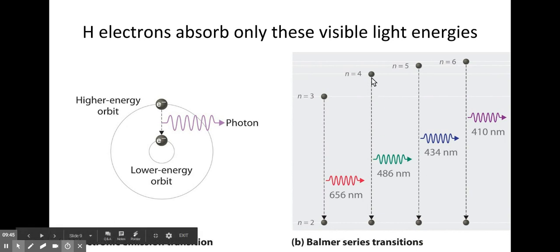Now, what if you excite the electron even more? It jumps out to the fourth energy level. When it falls back down to the second energy level, you can see in this diagram that that's a farther distance.